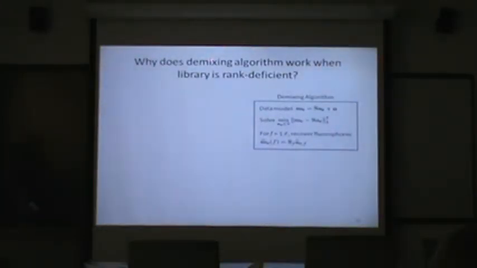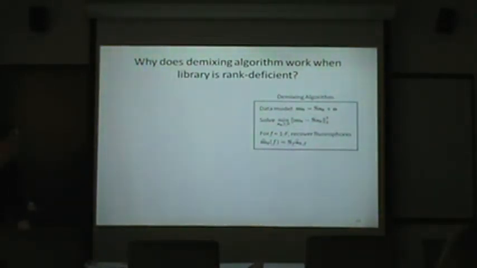Okay, so now let me return to this question of why does the demixing algorithm work even when S is rank deficient? So here's our algorithm right here. This was our data model. We're solving this with non-negative least squares. We don't have a regularization parameter. And then we recover each of the fluorophore signatures, remember, by multiplying the section of the coefficient vector with the corresponding section of the matrix.